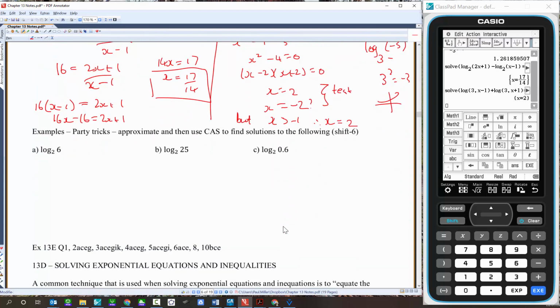All right, let's try a couple of party tricks. Approximate, then use CAS to find solutions to the following. So here's what you should be able to do. You want to be able to work out roughly what this will be. Okay, so you've got to think 2 raised to what power will give me 6 as an answer. Well, how do I do that? So 2 to the 2 equals 4. 2 to the 3 equals 8. 6 sits in the middle of 4 and 8. So it's somewhere between 2 and 3. So I'm going to guess that the answer is roughly 2 point something.